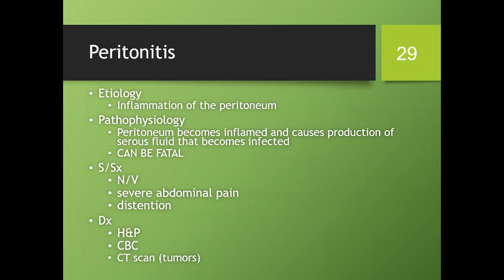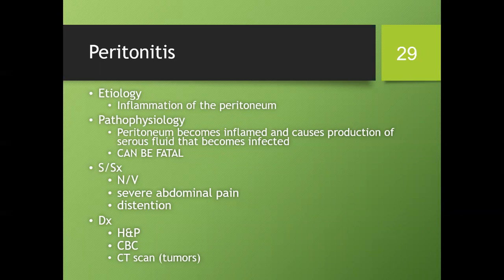The peritoneum is highly vascularized. We've got lots of capillary exchange going on there. And because of that, we can take that infection from the peritoneum into the bloodstream, and therefore all of our major organs may be affected and cause sepsis and multiple organ failure in the works. Bad news. Nausea and vomiting, severe abdominal pain, distension are indicative of peritonitis.